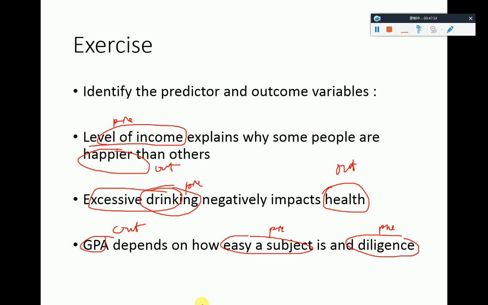Okay? So be careful. Make sure you understand the definitions of outcome and predictor variables, and don't rush once you see questions like these on the exam. Make sure you understand what the sentence means and then make a decision. It's not very difficult, just be careful. Okay? All right.